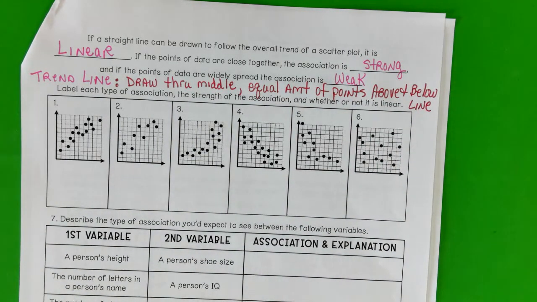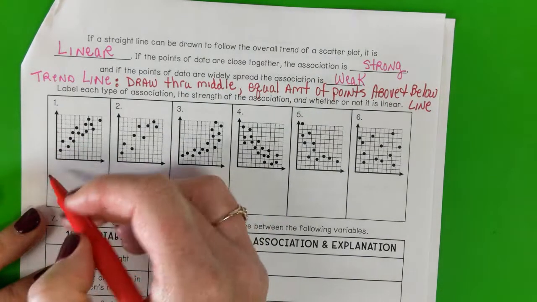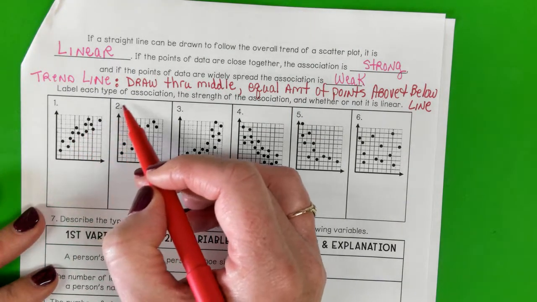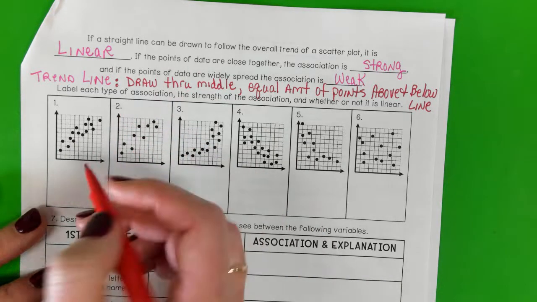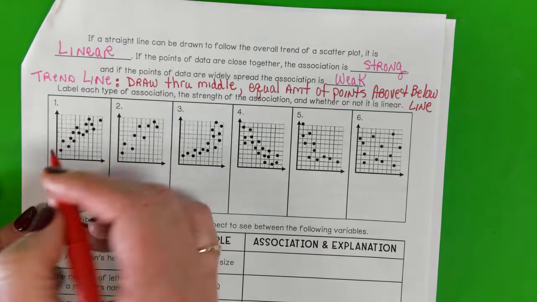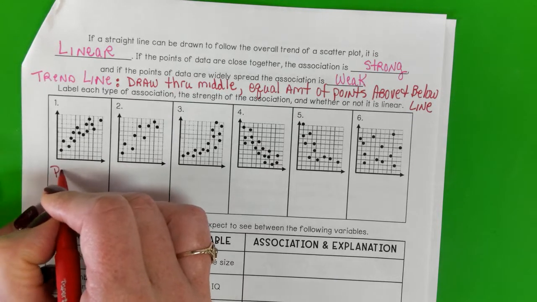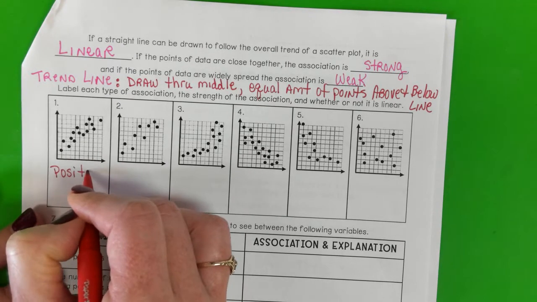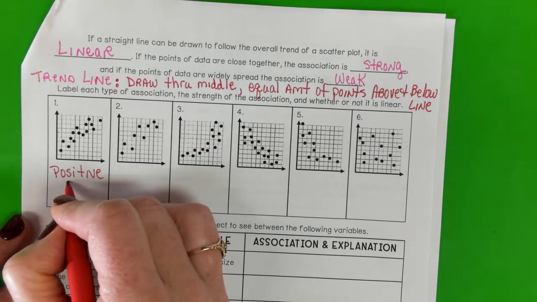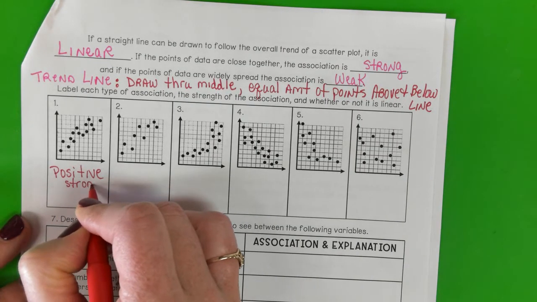Okay? Now, first off, let's look at these points. So I think we see that this is going in an upward trend. As one is increasing, the other is increasing. So I hope you're seeing that this is a positive association. I would say the points are pretty close together, so this is a strong positive.